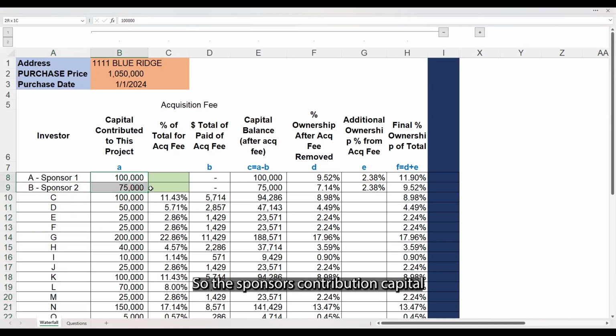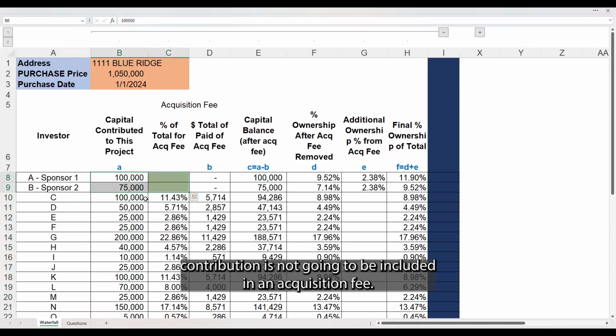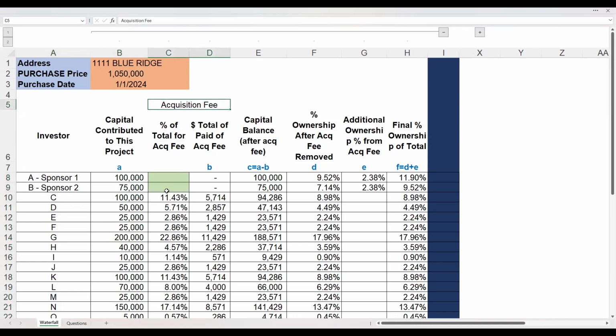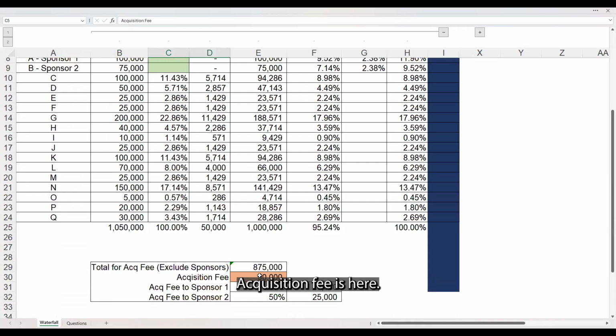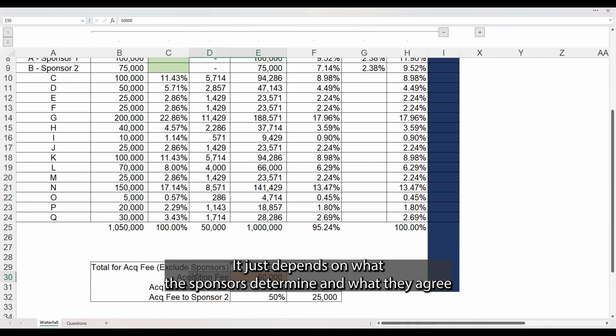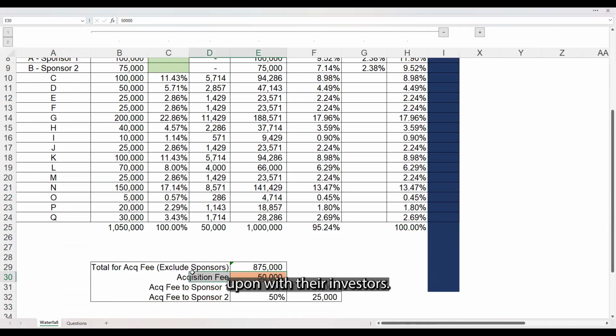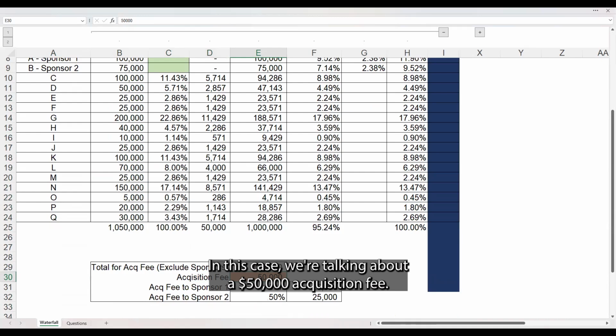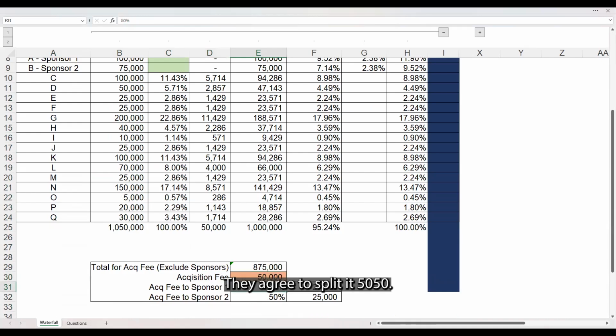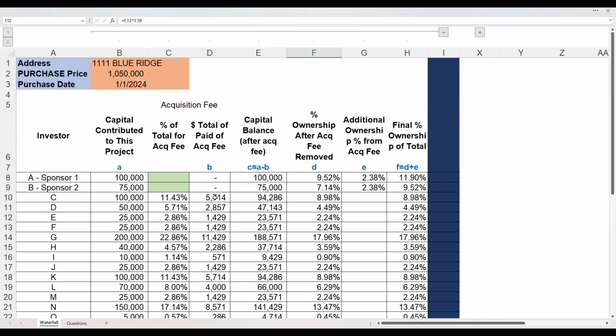So the sponsors' capital contribution is not going to be included in the acquisition fee. The acquisition fee is here, it's $50,000. It could be anything. It just depends on what the sponsors determine and what they agree upon with their investors. In this case, we're talking about a $50,000 acquisition fee. There are two sponsors. They agree to split it 50-50. So just a point to keep in mind.